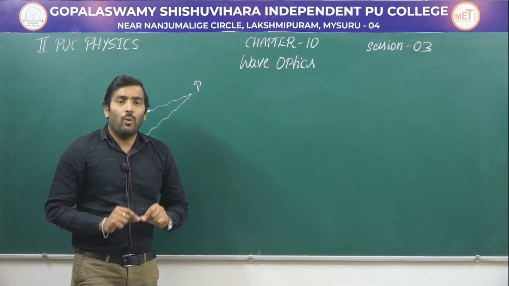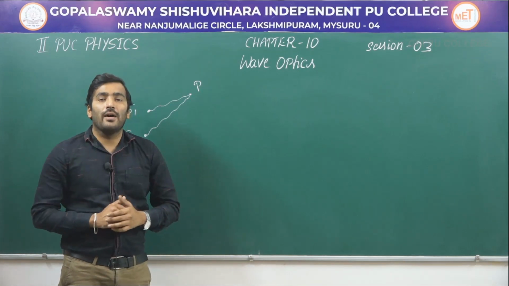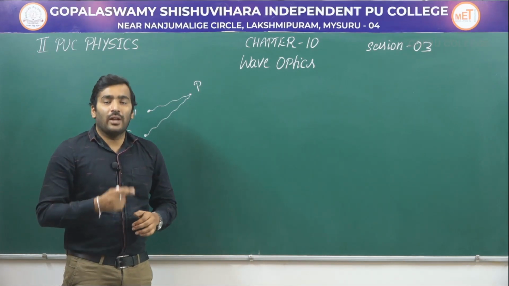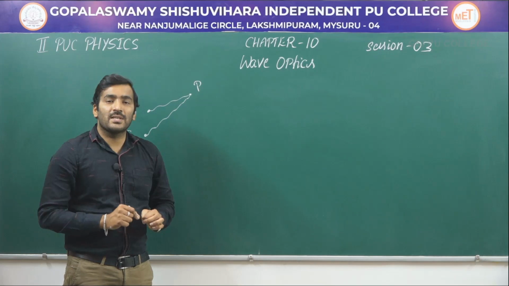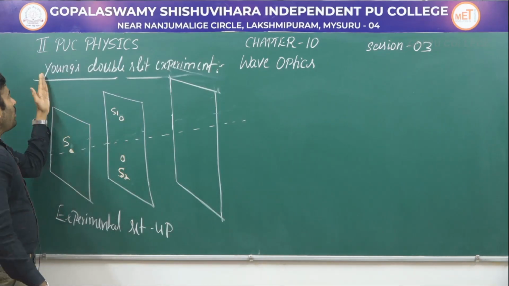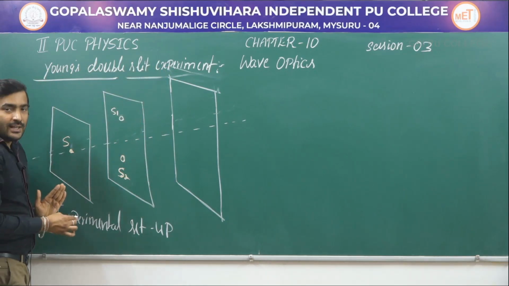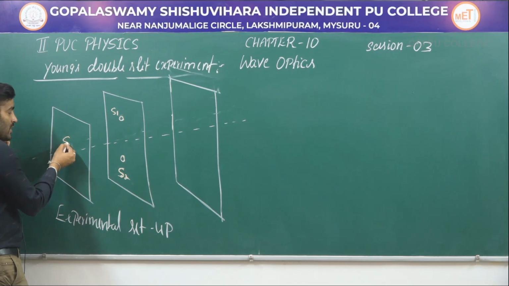Now in this class, we have to understand the phenomenon of interference through the experimental setup which was done by a scientist called Thomas Young. Let us understand it. The experiment is called Young's double slit experiment. So in this Young's double slit experiment, we have a source here.